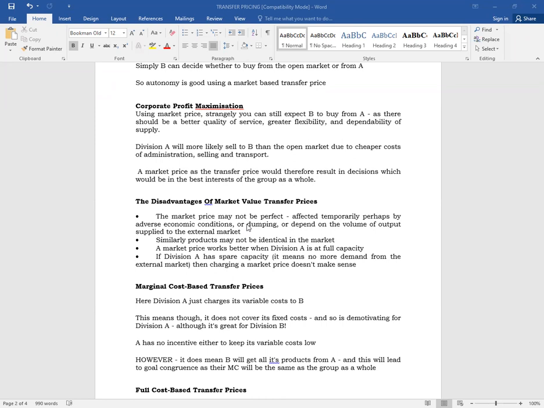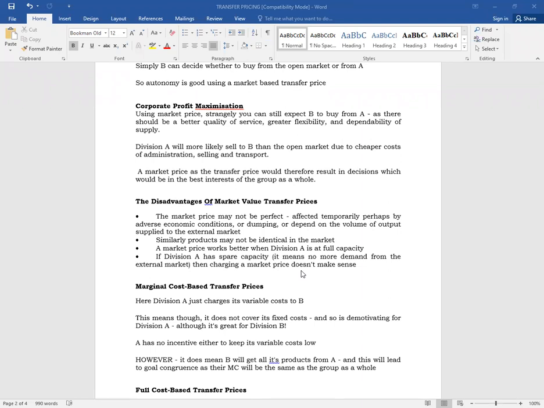Number two, similarly, products may not be identical in the market, right? A market price works better when Division A is at full capacity. If Division A has spare capacity, it means no more demand from the external market, then charging a market price doesn't make sense. Here, I only need you to remember two. Don't remember all the points. You've got better things to think about.